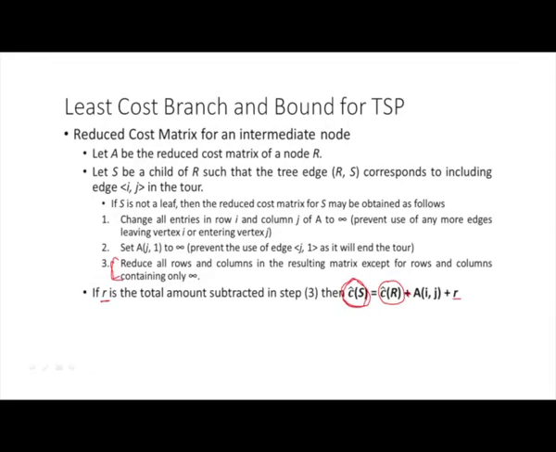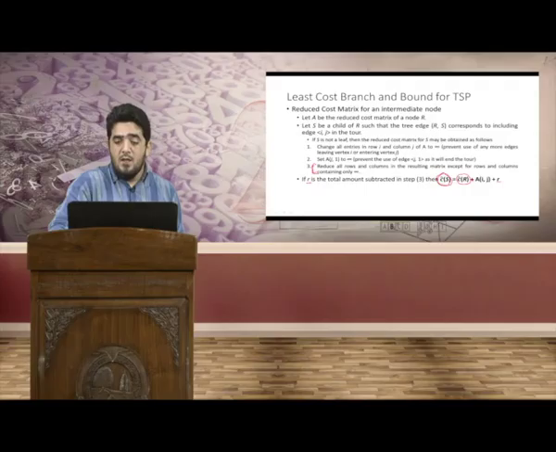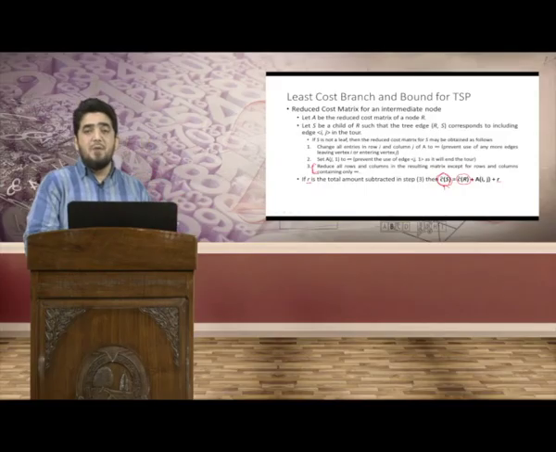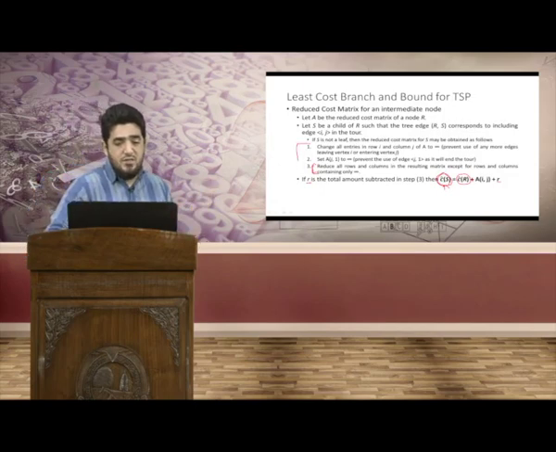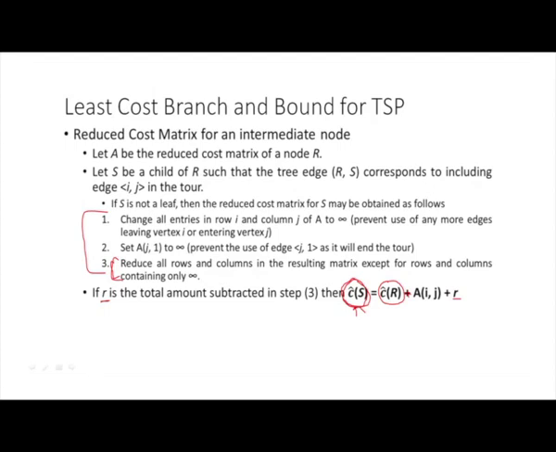So for each node, while we are trying to build our solution in the state space tree, we'll associate a C cap value with each child that we generate. And how do we obtain that? We'll use these 3 steps to obtain a reduced cost matrix, and from that reduced cost matrix we'll remember the total amount R that was subtracted in order to obtain it, and we'll use that value to get our lower bound for a node S using this particular equation as has been shown on the slide.